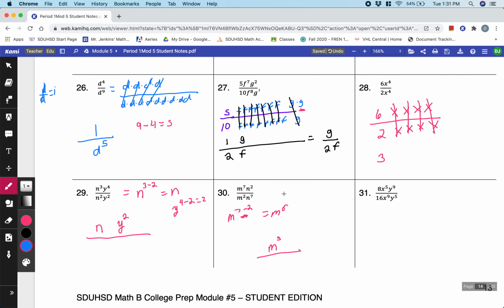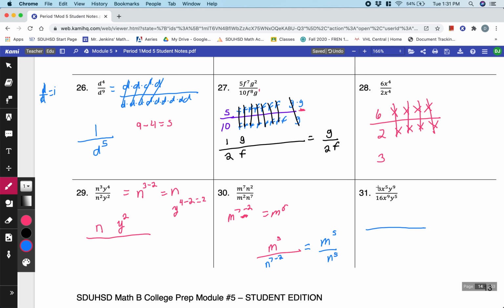Now in blue, same idea. Where do I have more? Do I have more on the top or the bottom? It's like, oh, I have more on the denominator. So this would be n to the 7th minus n to the 2nd on the denominator, which would give me a final answer of m to the 5th, which did not change. And then I would have n to the 5th, because I have more on the bottom than I do on the top. Okay, last one.